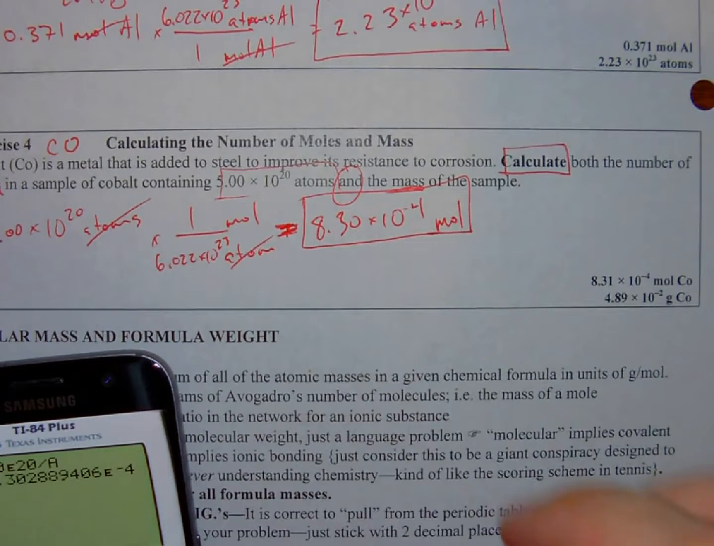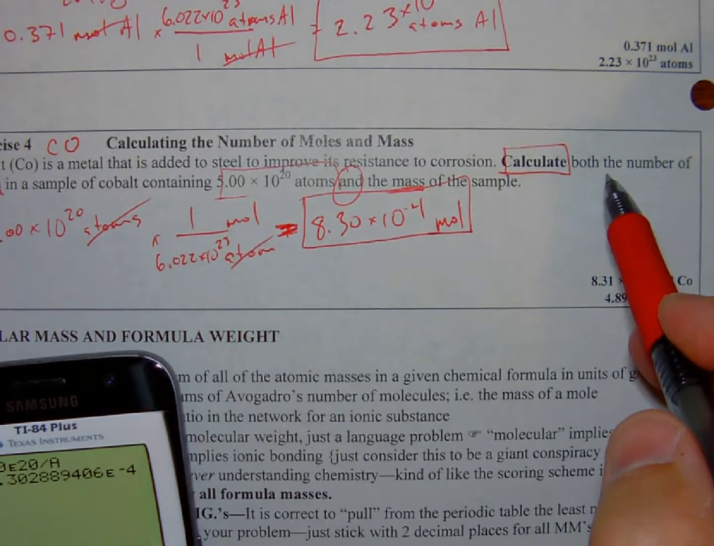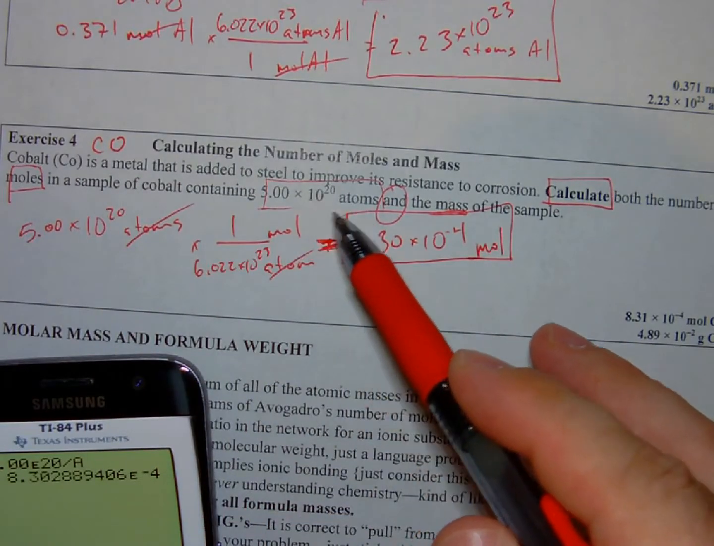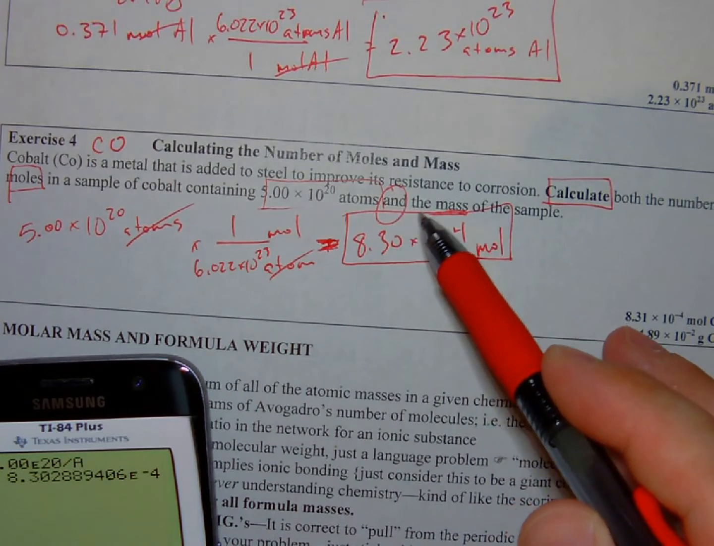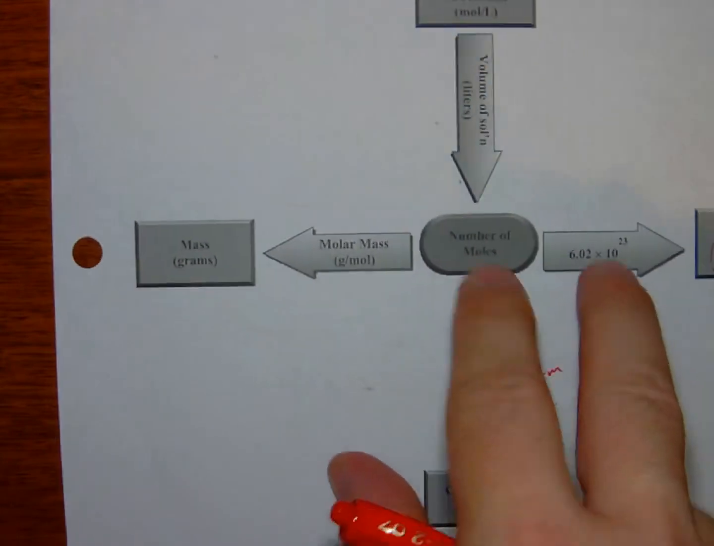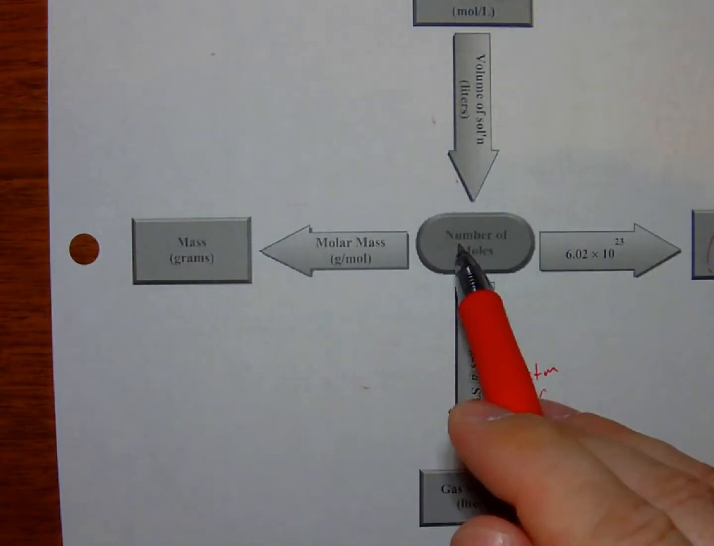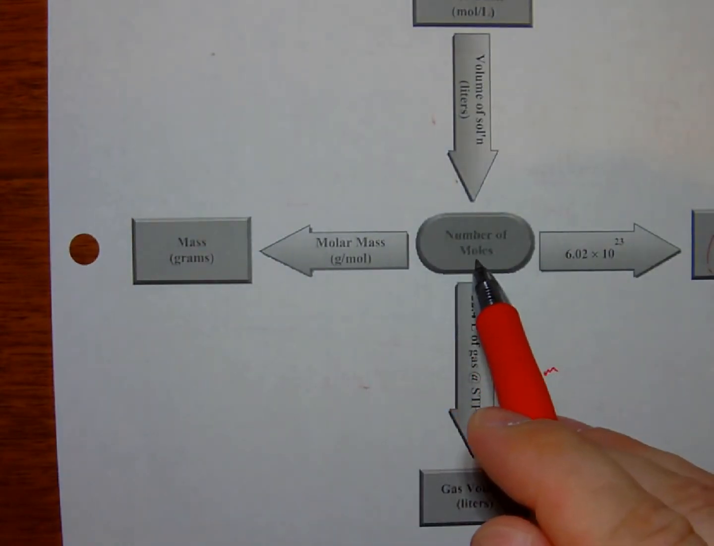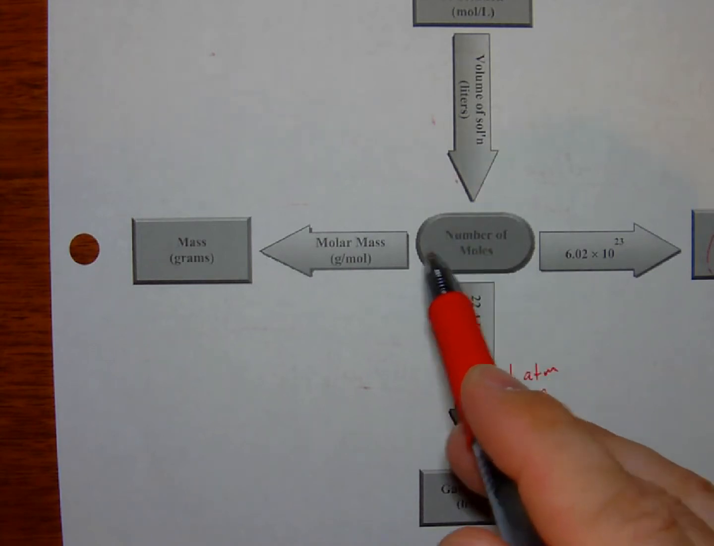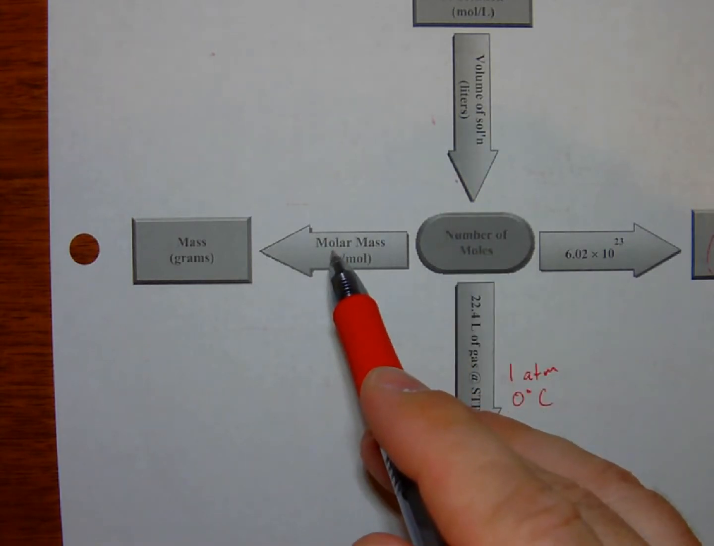But we're not done. We just calculated the number of moles in a sample of cobalt containing this number of atoms. But now we have to do the mass of that sample. Well, if I'm trying to calculate the mass of a sample, which would be over here, I have to start from moles. Well, I just calculated that value. So I'm going to take the number I just calculated, use the molar mass of that species to get to the mass in grams.